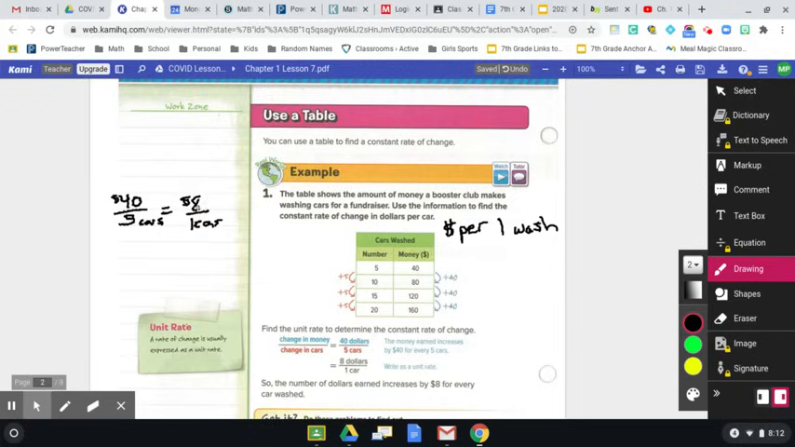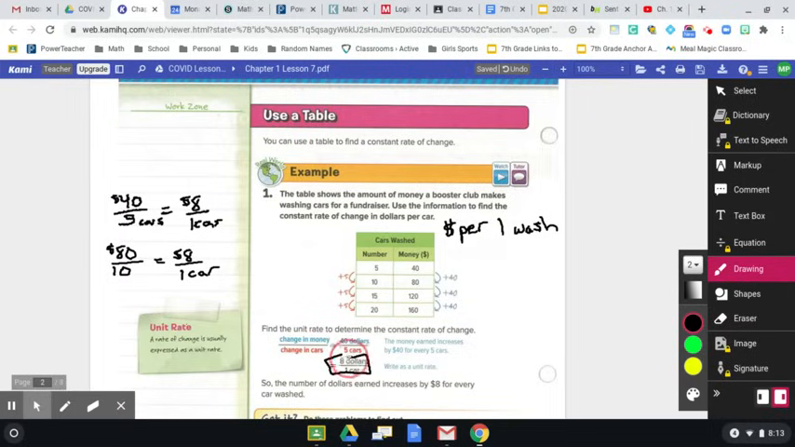So knowing that, we want to see if that $8 per car is going all the way through that table. So if I were to keep going and I divide out 80 divided by 10 cars, 10 washes, yep, I'm still getting $8 per car. You can use your calculator at the same time as I do. $120 divided by 15, I'm going to get $8 per car, and $160 divided by 20 washes, 20 cars, it's $8 per car. And it shows you that right here.